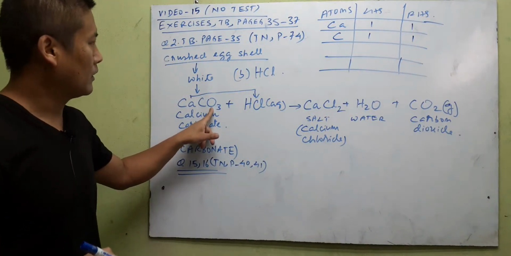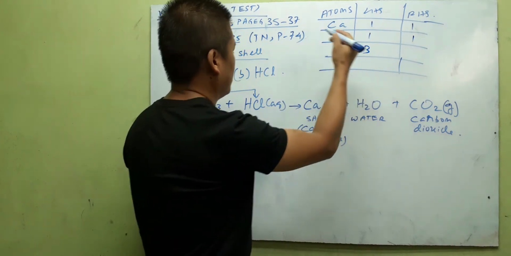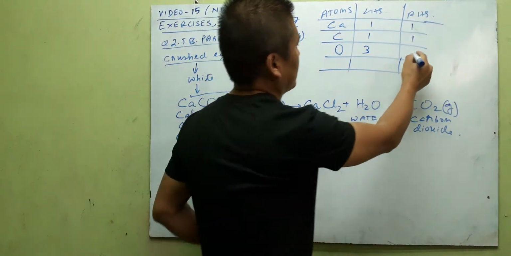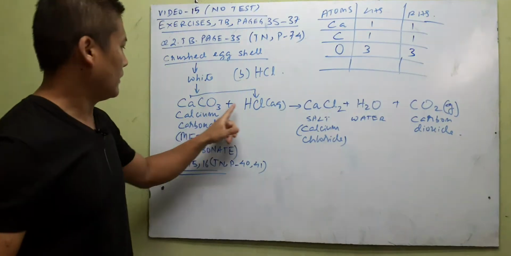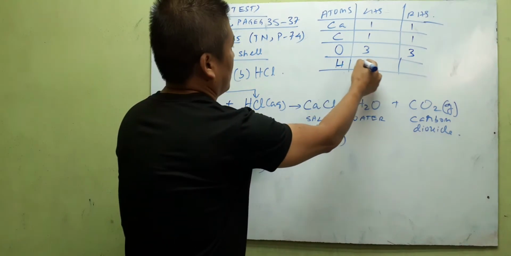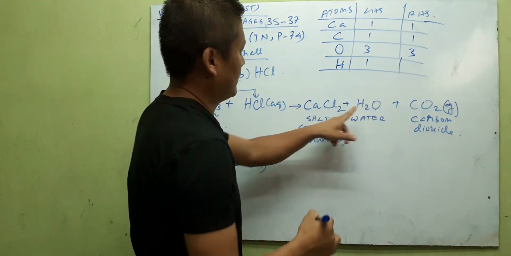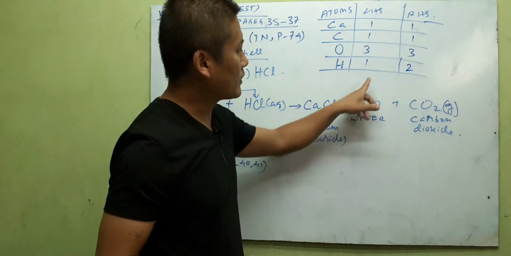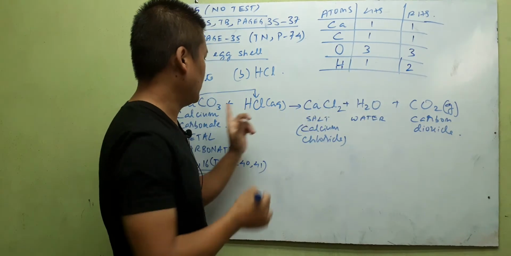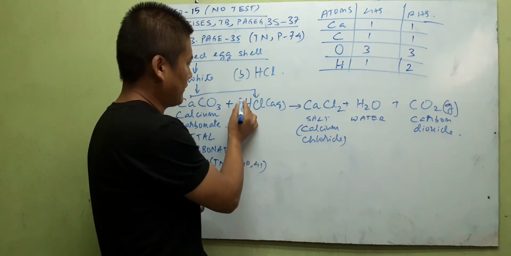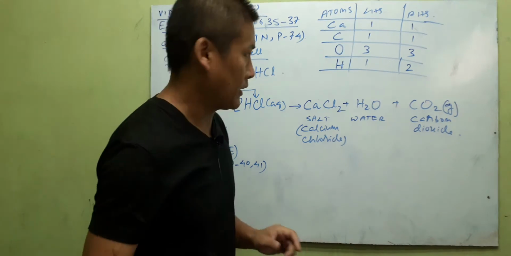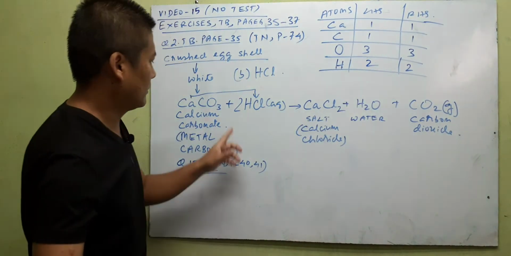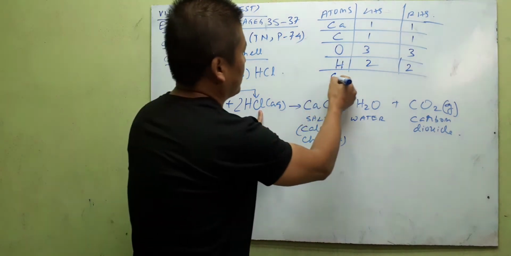Then O, 3 on the left. And O here, 1, 2, 3 on the right. So this balances so far. Then H, 1 on the left. H here, 2 on the right. So that cannot be. So we can balance only by increasing the lesser one, which is here. Cannot do from back, right? So from front, 2H, 2H. Now take your eraser and rub these two. Now it's balanced.